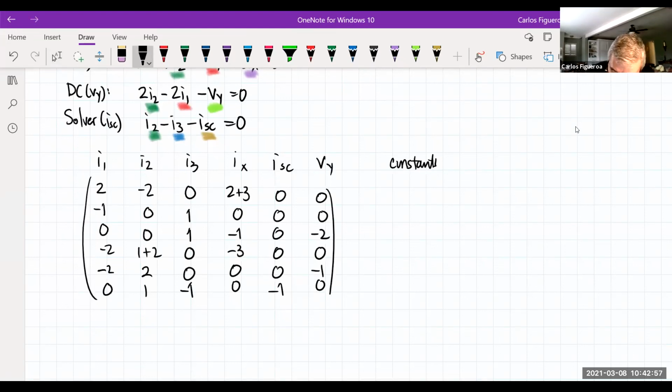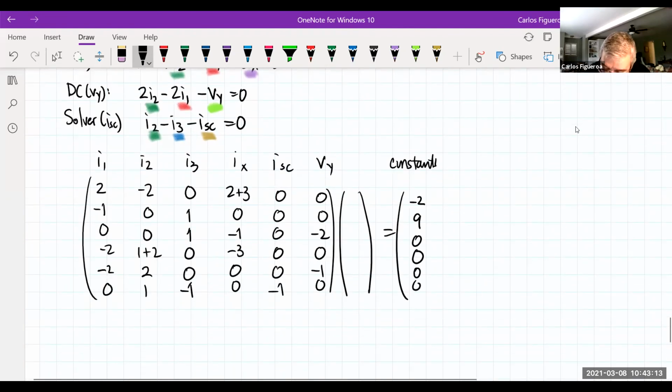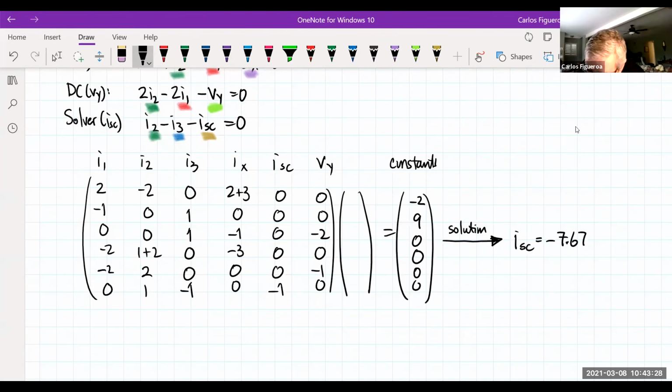So now I have my matrix. Last thing to do here is to look at the constants. And you could see here that this is going to be minus 2, 9, 0, 0, 0, 0. So then I'm going to go get the solution. So if I do the solution here, I'm going to find that I short circuit is then going to be minus 7.67 amps. That's what the matrix solution gives me.